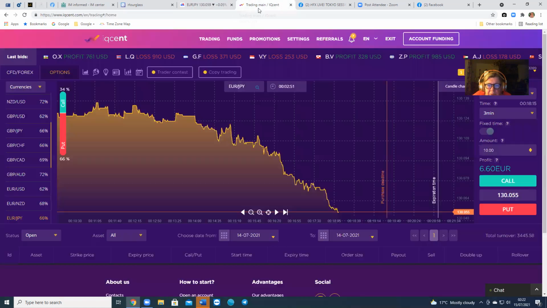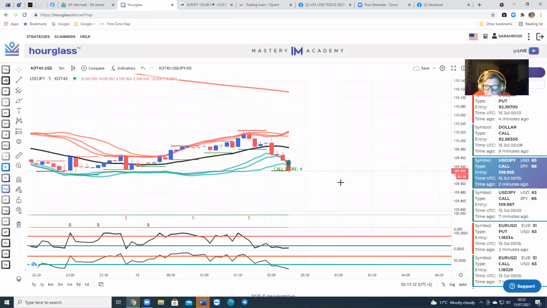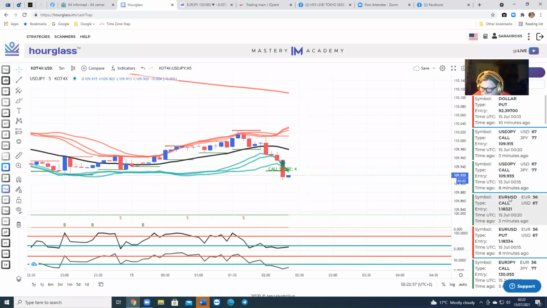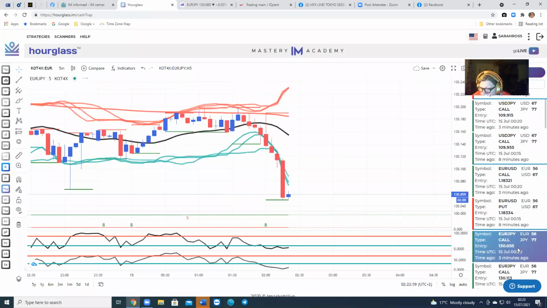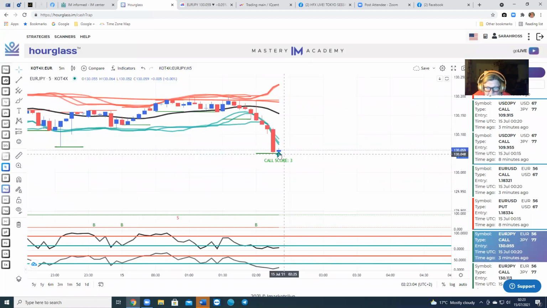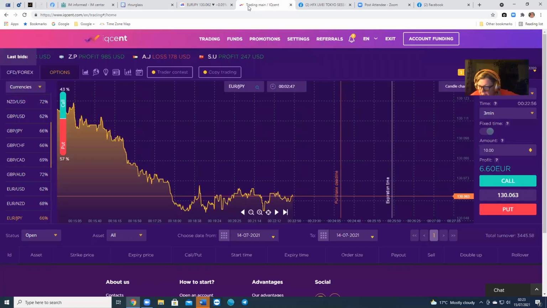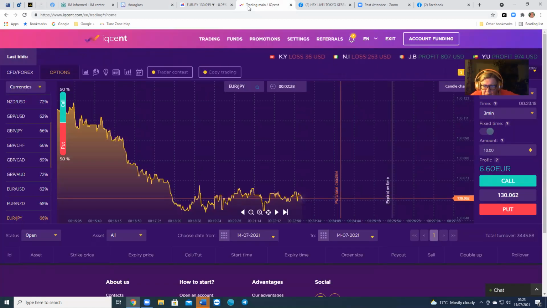Let's have a look back on here. It's at 064. Euro at 56 to 77 on the yen. 059. So we've got a difference: 059, 064, a difference of 5. So that's about that level here.